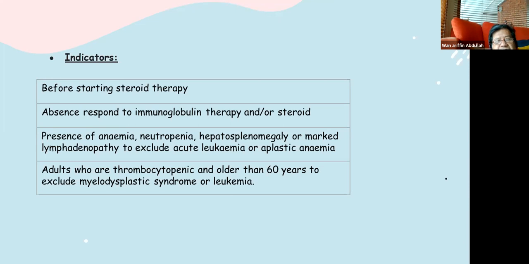Absence of response to immunoglobulin or steroid: usually most of them will respond to immunoglobulin or steroid, either one, more than 80%. So if they do not respond, then you may have to think whether this could be another diagnosis or not, but it still could be ITP because not 100% will respond to immunoglobulin or steroid. And of course, like I said, if the full blood count is not perfect, and there are other features, anemia, neutropenia, you may want to do bone marrow. Okay? And don't worry about the adult number.